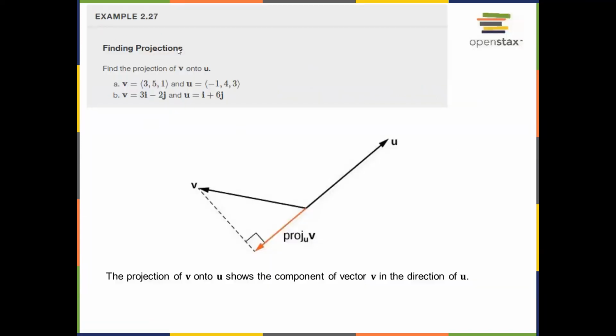So finding projections: find the projection of v onto u. The projection of v onto u shows the component of the vector v in the direction of u. So again, we have a drawing, a sketch. Please get in the habit of doing sketches. If you can do the math without the sketches, more power to you, but I really think the sketches help people out.